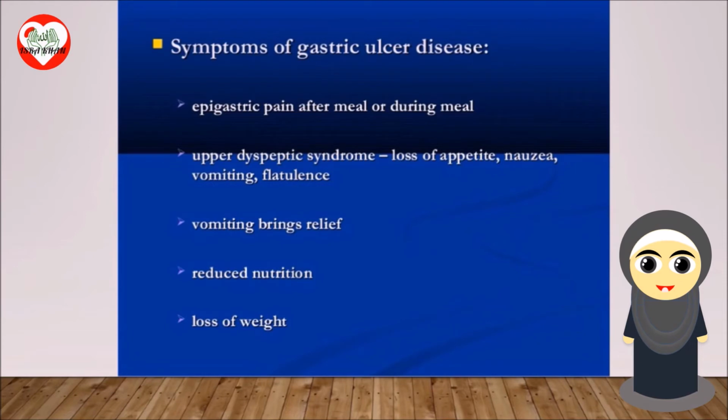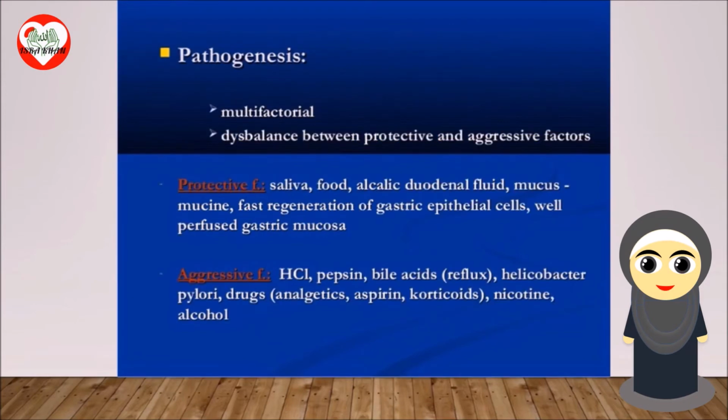Symptoms of gastric ulcer disease are epigastric pain after meal or during meal, upper dyspeptic syndrome, that is loss of appetite, nausea, vomiting, flatulence. Vomiting brings relief. Reduced nutrition, loss of weight. Here, pathogenesis is multifactorial, and it is the disbalance between protective and aggressive factors.